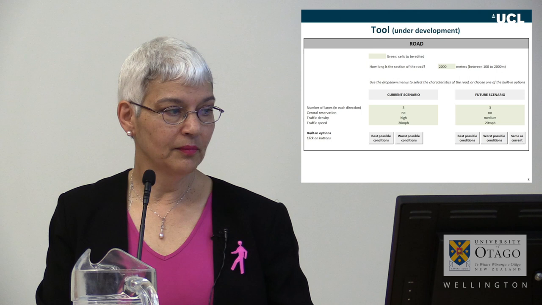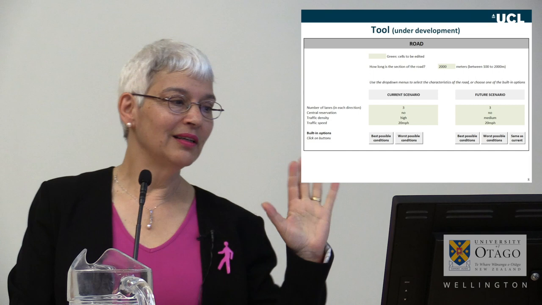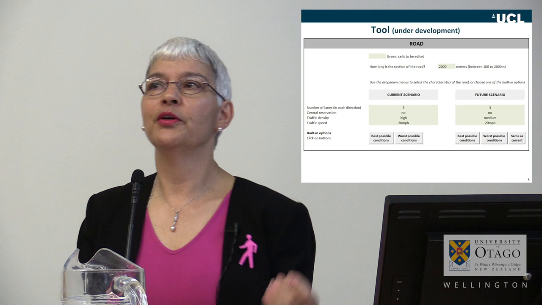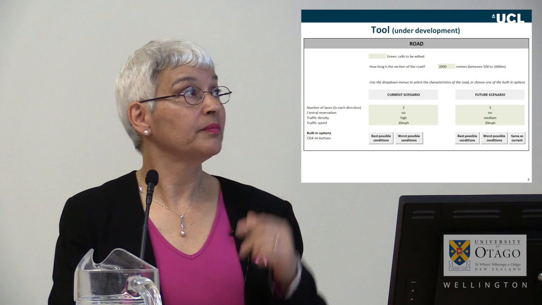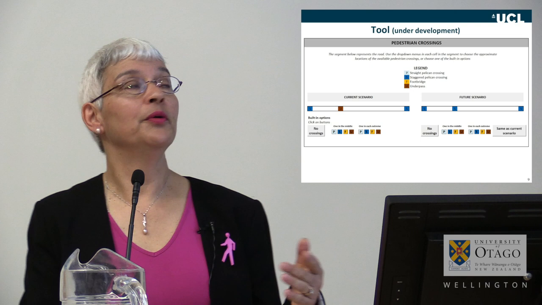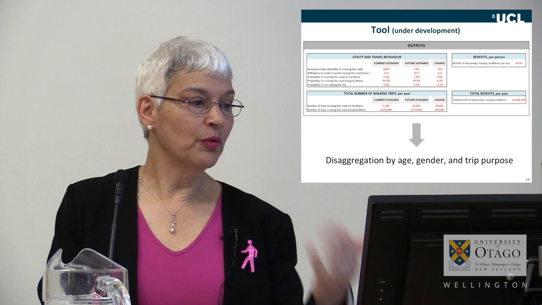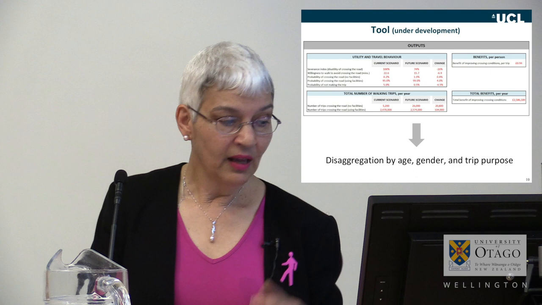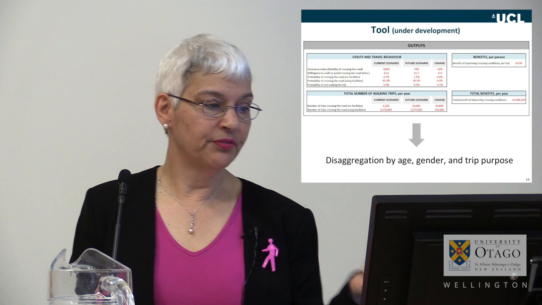The tool that's under development, for the last 2 years I've been saying it will be going up shortly, and I'm still saying that. You can look at a current scenario and a future scenario, what would happen if you change the speed limit or the number of lanes or the traffic density increased or decreased, and look at different options. You can look at what would happen if you added or removed different types of pedestrian crossings. And there's this tool for working out what the overall costs might be. It can also be disaggregated by the age or gender of local people and by the trip purpose. So here the total benefits of improving the crossing conditions come to about £2.5 million.